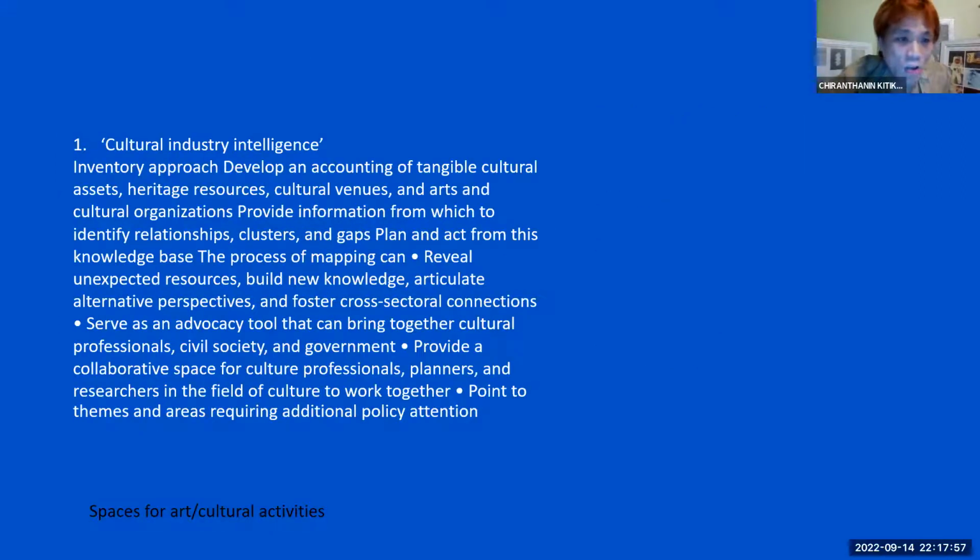Okay, so cultural mapping has many kinds, but cultural industry intelligence is the way that you put resources on the thing that you are interested in. At first, we have to understand the background of your area, the background of your community. So you will put on the tangible cultural assets first, right?